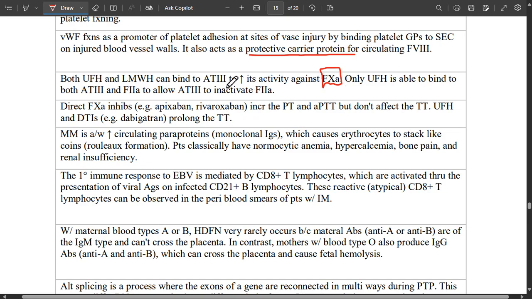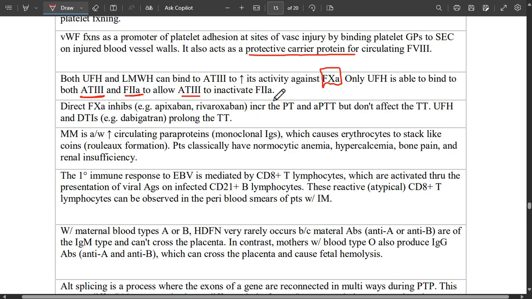So it binds to antithrombin 3 to increase its activity against factor 10A. So factor 10A, which is a clotting factor, is reduced. The functioning of factor 10 is reduced, but only unfractionated heparin is able to bind to both antithrombin 3 and factor 2A to allow antithrombin 3 to inactivate factor 2A.